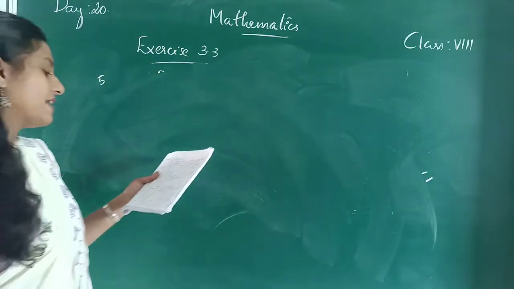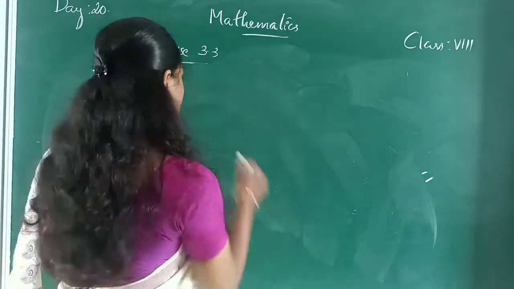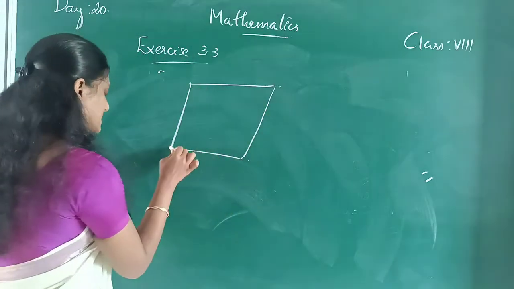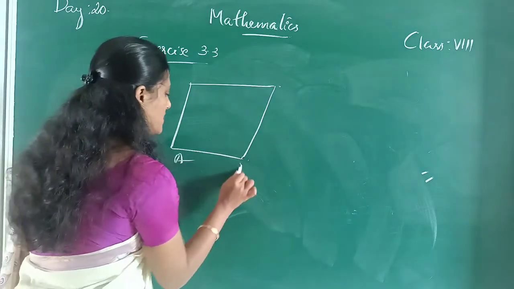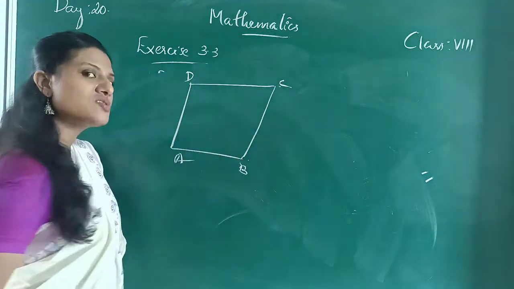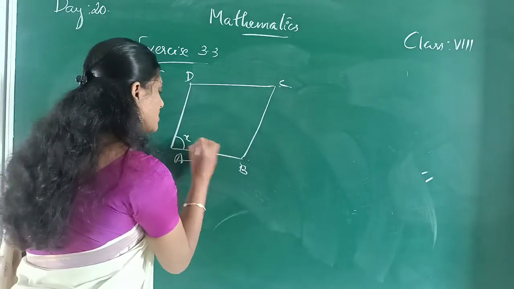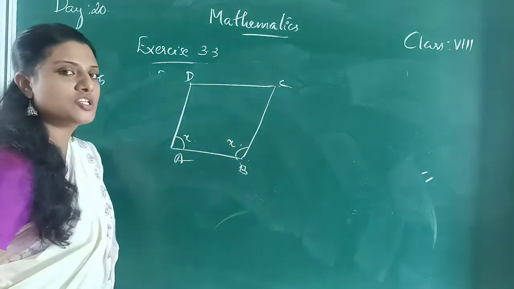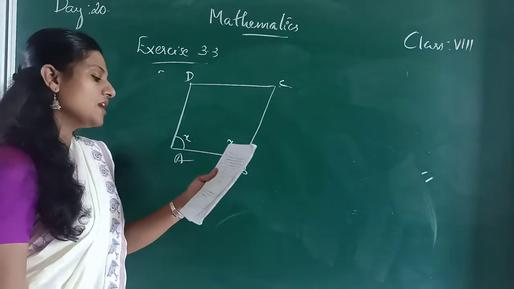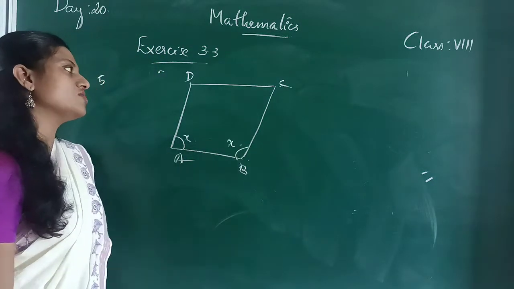Your next problem is question number 6. Two adjacent angles of a parallelogram have equal measure. So this is a parallelogram and its adjacent angles. Let this be A, B, C, D. Adjacent angles have equal measure, and it is not given, so it is an unknown quantity. Whatever the measurement is, let it be x. They are equal, so x. Find the measure of each of the angles of the parallelogram.